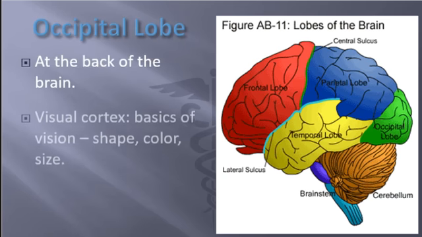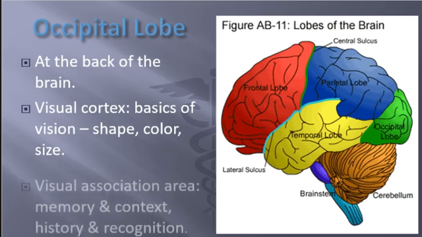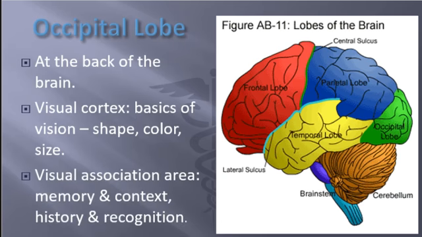It's at the back. It's the visual cortex, which gives us the basics of vision: shape, color, size of whatever we're looking at. But it also has the visual association area: memory, context, history, recognition. Okay, the idea that I see someone, I know it's you. So that's in a different part of the occipital lobe. All right, context, I know where I saw this before. History, recognition, all that memory associated. But over here, basics right here: shape, color, size.